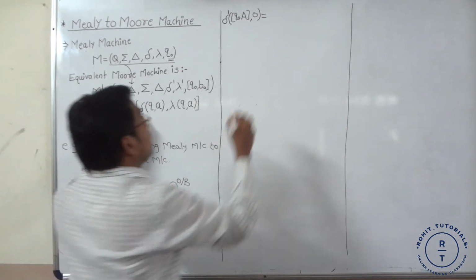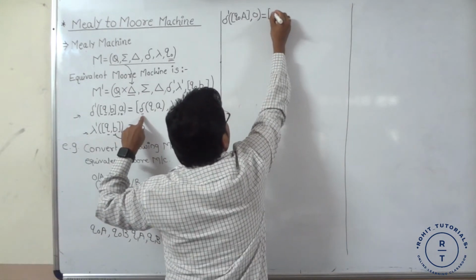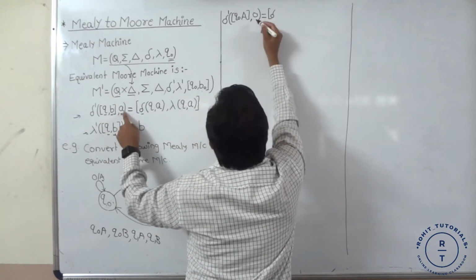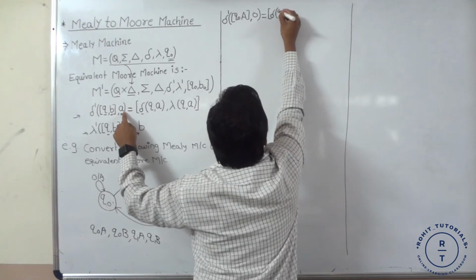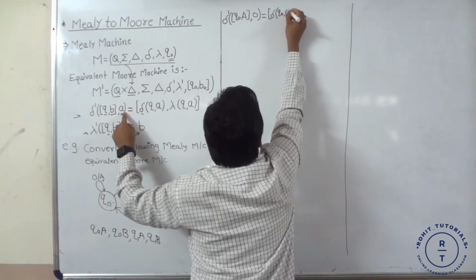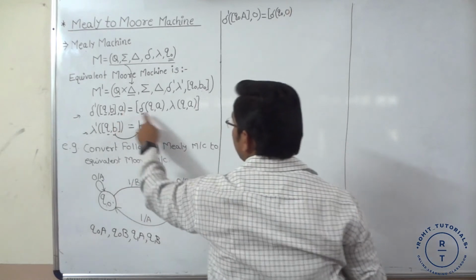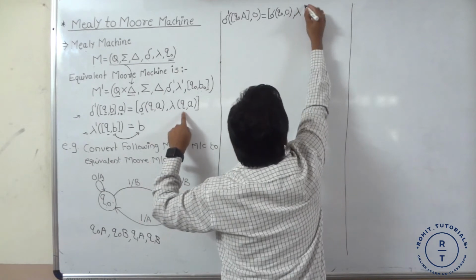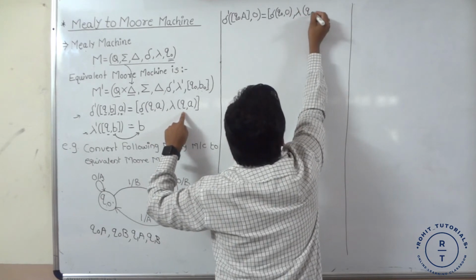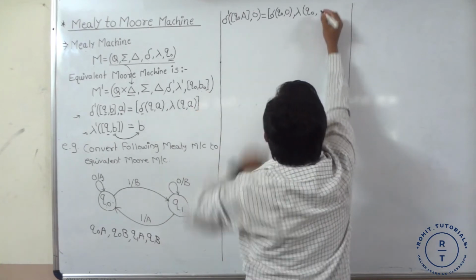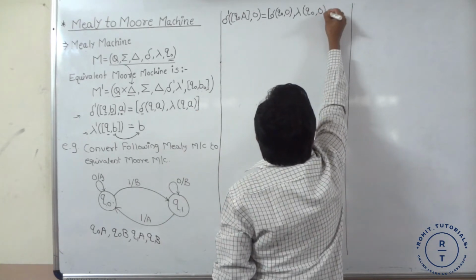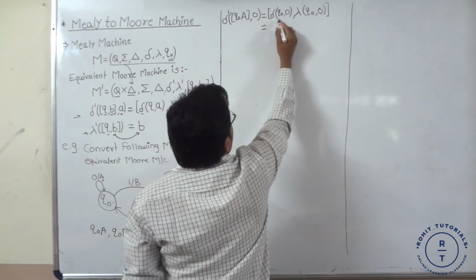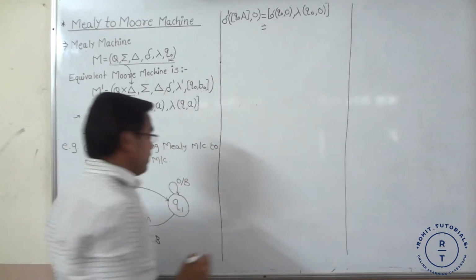Formula consisting of transition function QA. Here Q is nothing but Q0 and A is nothing but 0. Transition function of Q0, 0, comma, lambda of Q0, comma, A is nothing but here 0. Equal to transition function Q0, 0.